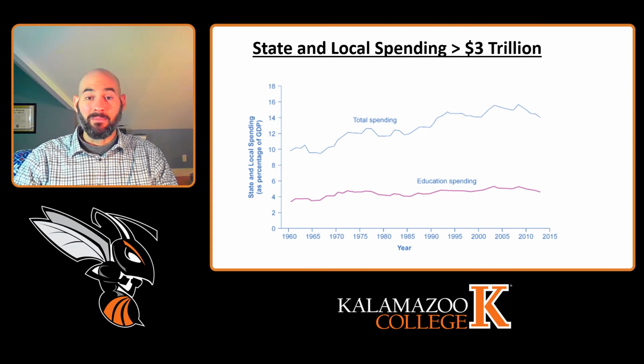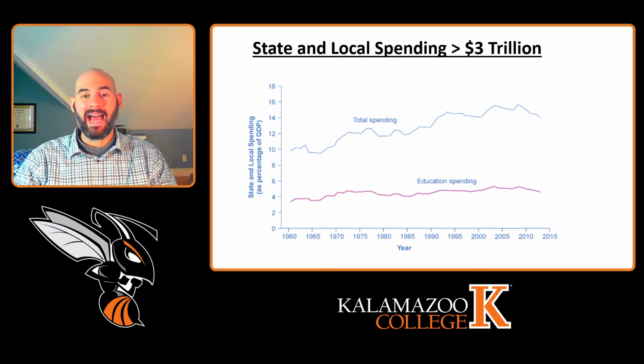So that's important because we can see here that total government spending over the past 60 years at the state and local level has actually been increasing as a percent of GDP. So that means that tax revenue collected by the state and local government should be increasing as well.